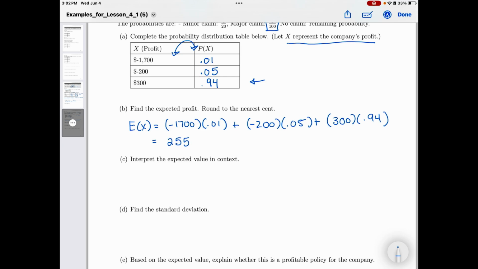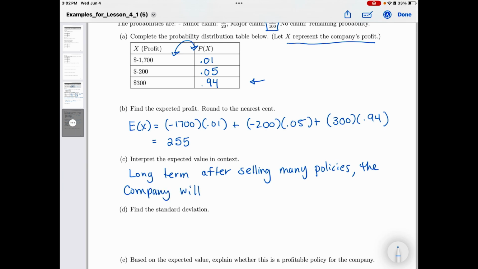That came out to be a positive number, so that's good for the company. What this means is long-term, after selling many policies, the company will profit, because it's a positive $255 per policy.